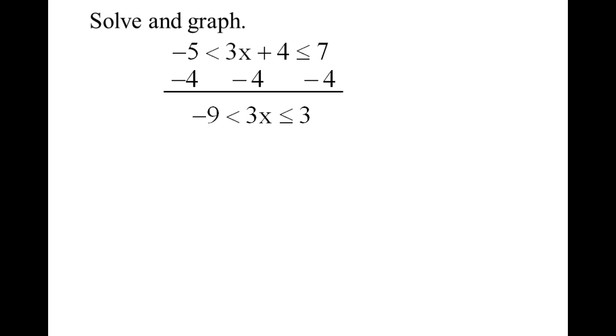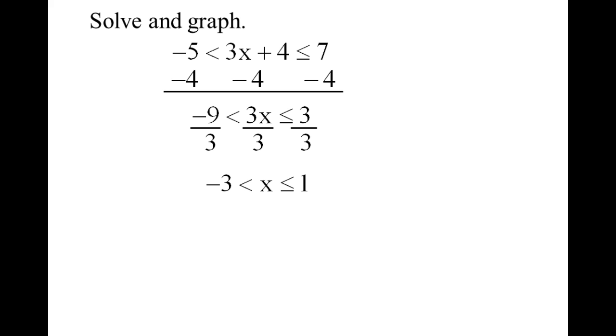Okay. What do you suppose comes next? Divide by 3. Yeah. So divide everything by 3. Good. And what do you get on the left? You get -3 on the left. -9 divided by 3 is -3. The middle is just 1x. 3 divided by 3 is 1. So we get x. And the right side, 3 divided by 3 is 1.